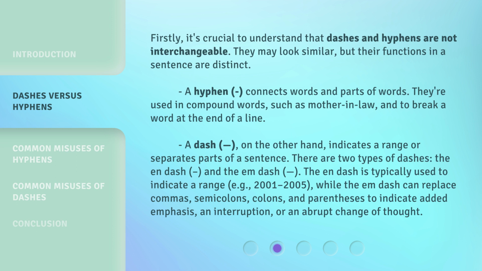There are two types of dashes, the N dash and the M dash. The N dash is typically used to indicate a range, e.g., 2001–2005, while the M dash can replace commas, semicolons, colons, and parentheses to indicate added emphasis, an interruption, or an abrupt change of thought.